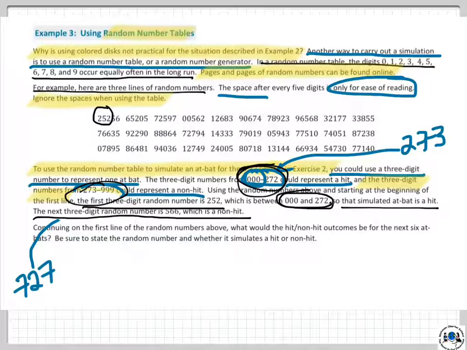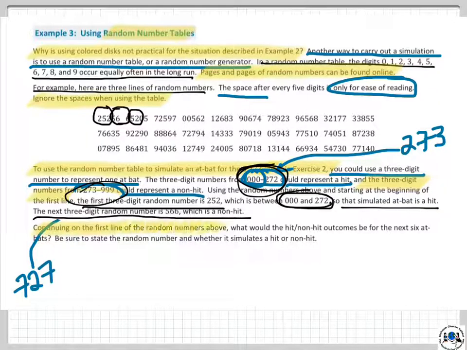Back to where I was. There is the number 252, and the next is 566, which is here: 5, 6, and then this other 6. You see that right there? That's a 566. Again, just ignore those spaces. The next 3-digit number, maybe you can tell me what it is. Yes, indeed, it is 520. That 520 would also qualify as a non-hit, or an out. So you continue on the first line of random numbers above.